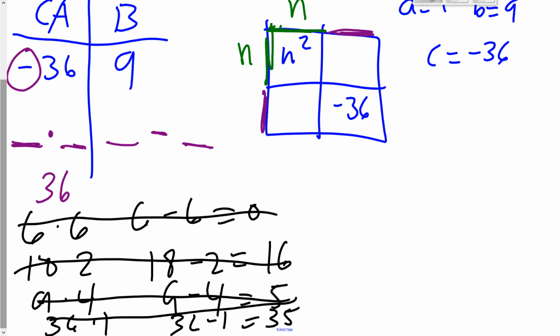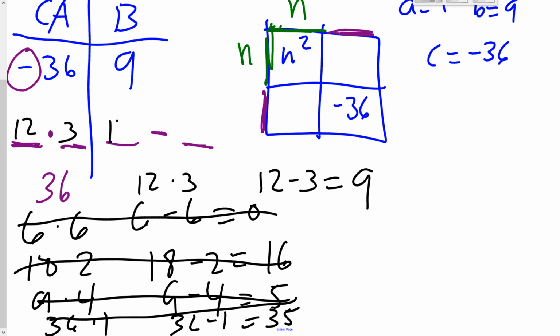Oh, wait, yeah, what about 12 and 3? Let's do 12 and 3. What's 12 times 3? 36. And then take your bigger one minus your smaller one. Hey, that's 9. All right, there's our numbers, 12 and 3. So 12 minus 3 is indeed 9.